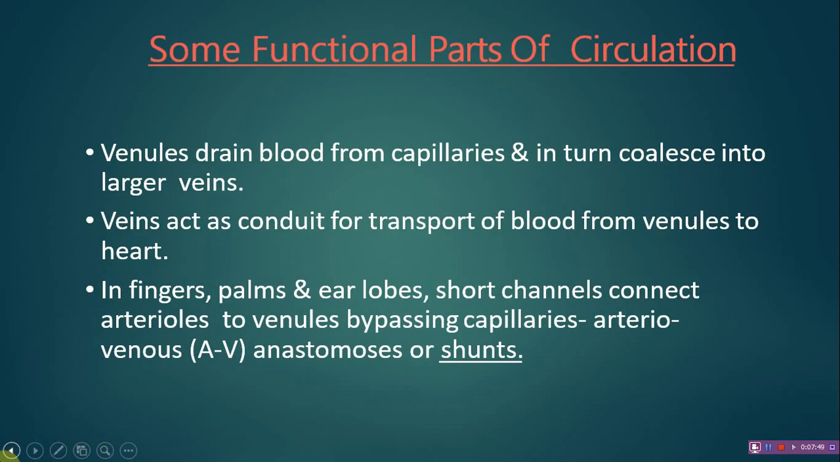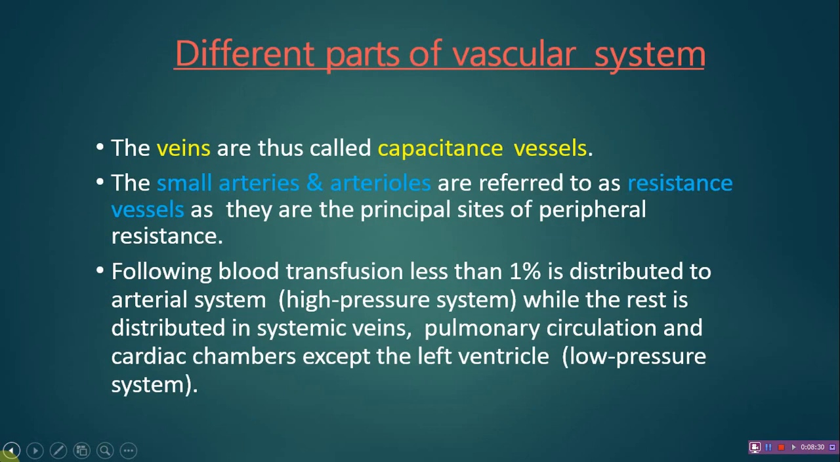Now, coming to some functional parts of the circulation. Venules drain blood from the capillaries and in turn coalesce into larger veins. Veins act as conduits for the transport of blood from venules to the heart. They also serve as a major reservoir of extra blood. In fingers, palms, and earlobes, short channels connect arterioles to venules, bypassing capillaries. These channels are called arteriovenous anastomoses or shunts, and have thick muscular walls and are innervated by vasoconstrictor nerve fibers.